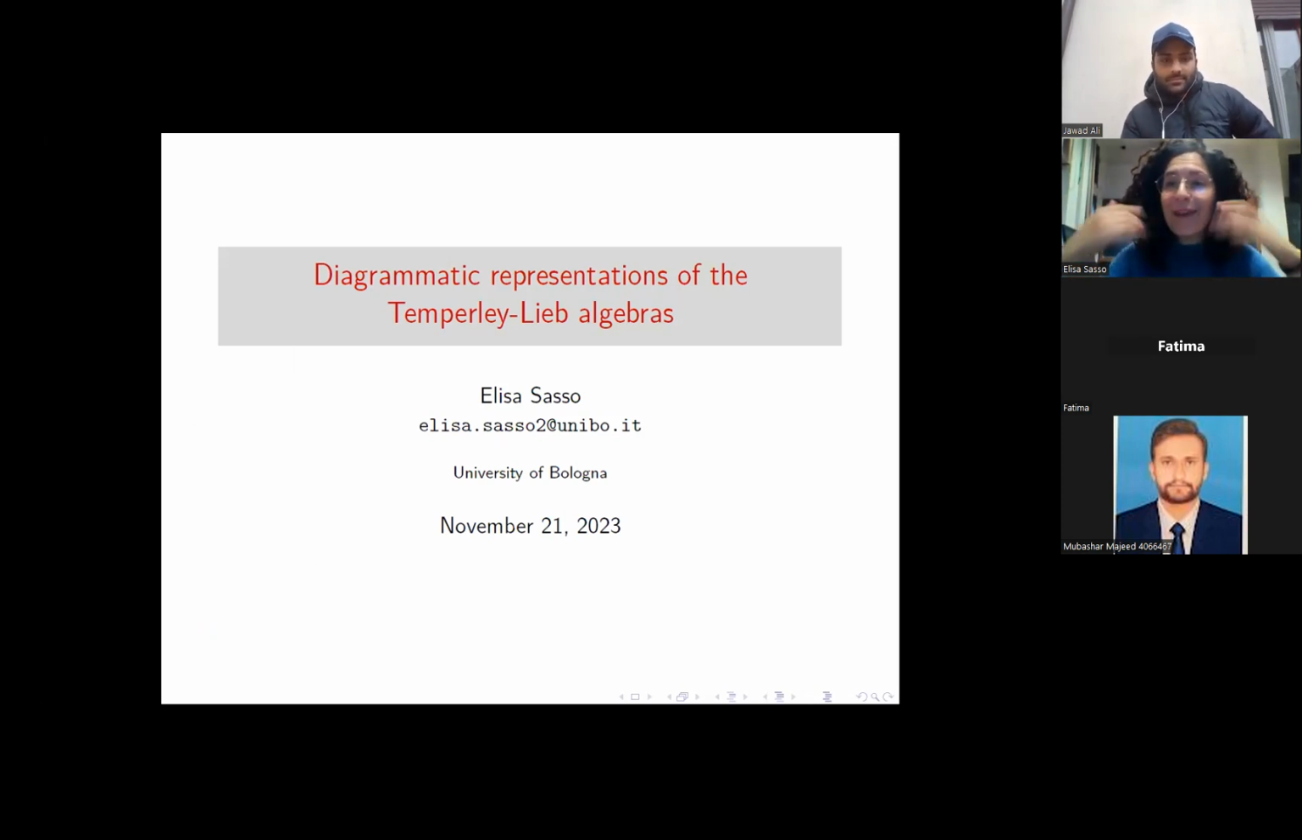I'm very happy to be here to talk to you about what I do in my research. My name is Elisa, and I am a second-year PhD student at the University of Bologna. I work with the diagrammatic representations of the Temperley-Lieb algebras. The plan for today is, first of all, to introduce some Coxeter systems and Coxeter groups, and then see how they are related to these algebras, and then we will generalize the pictures that I will show you.